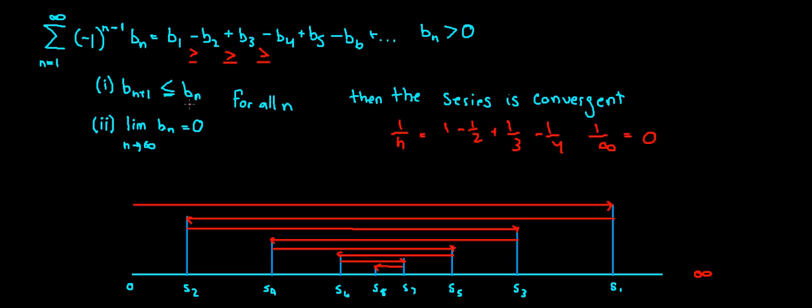The preceding term is greater in value than the following term. And as n approaches infinity, the value of the terms approach 0. If these two rules are followed, then the alternating series is convergent.